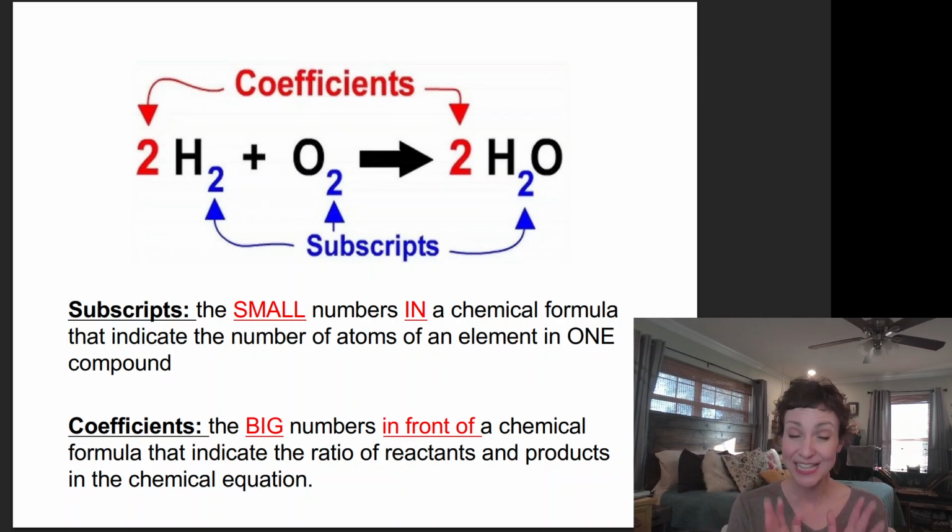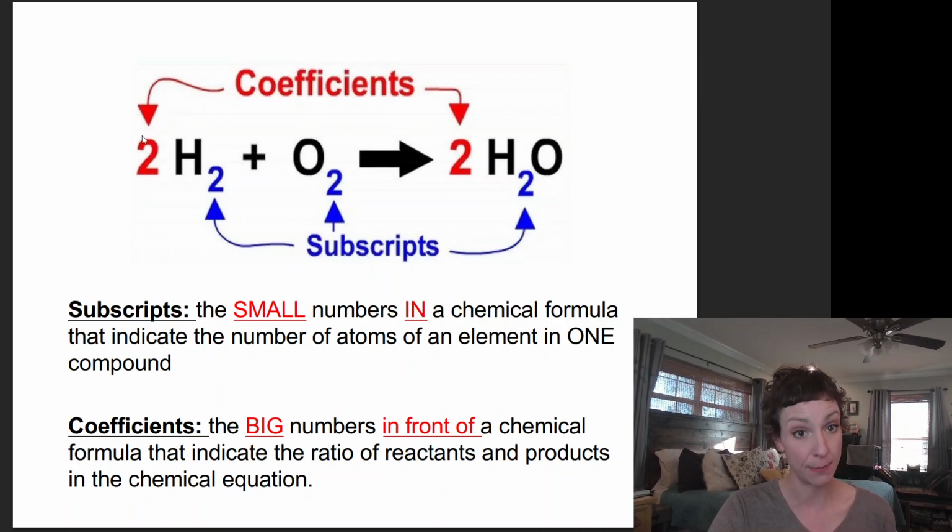Well, these numbers that we see, we can classify them into one of 2 categories, either coefficients, which are the big numbers in front, or subscripts, which we know come from the actual formula that I have to write down, right? So the subscripts are the small numbers within a formula. Coefficients are the big numbers on the top.